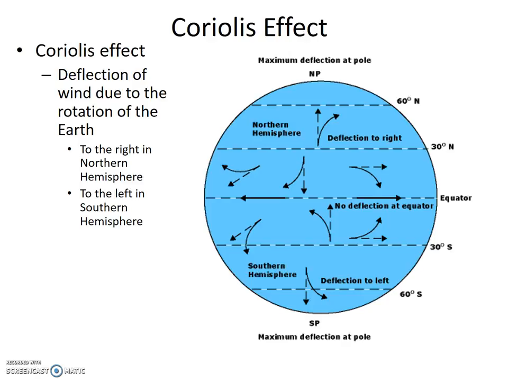On to the Coriolis effect. This is the deflection of wind due to the rotation of the Earth. The wind is deflected to the right in the northern hemisphere and to the left in the southern hemisphere. Get out your right and left hands and let's look at the cartoon on the world.